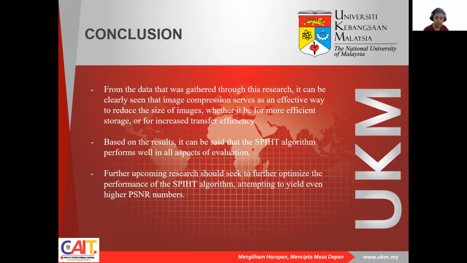To conclude, from the data gathered through this research, it can be clearly seen that image compression serves as an effective way to reduce the size of images, whether for more efficient storage or for increased transfer efficiency. This can be seen from the results, as we have achieved compression ratios from approximately 50-something times up to 400-something times.